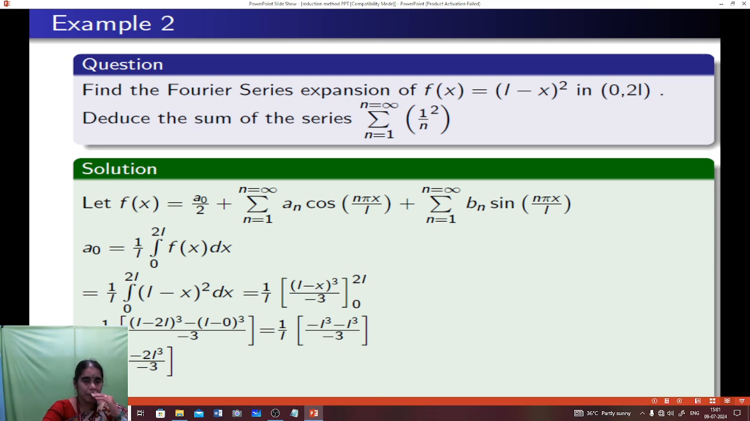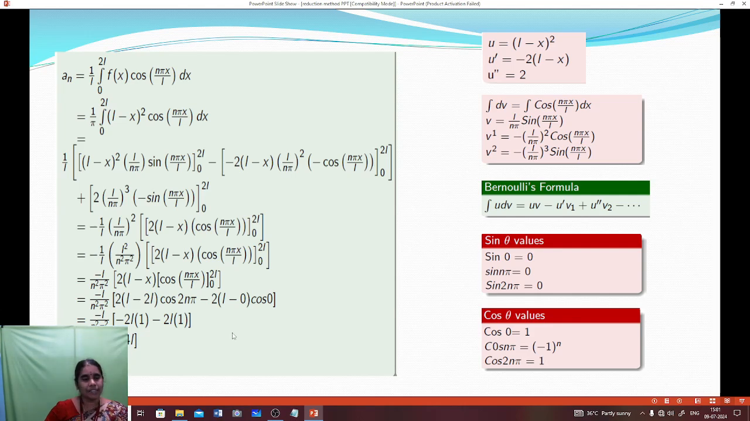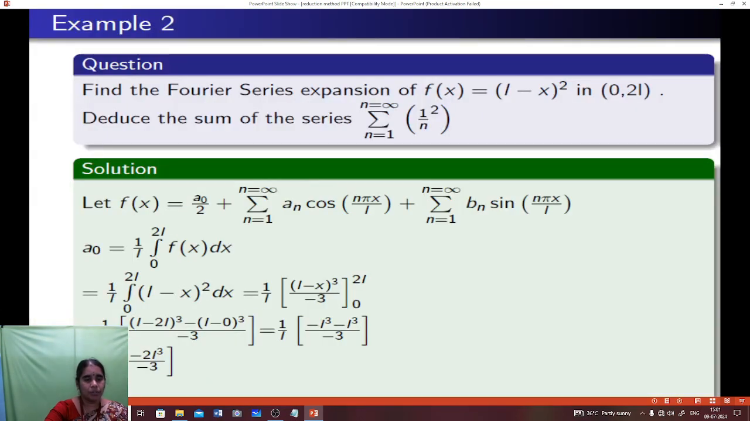Okay, then 1 by L, upper limit 2L, lower limit 0. On solving, upper limit minus lower limit, we get the answer as 1 by L into minus 2L cube by minus 3. On cancelling our L and minus, we get an answer of a naught as 2L square by 3.